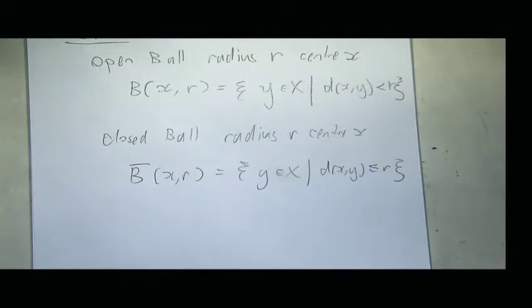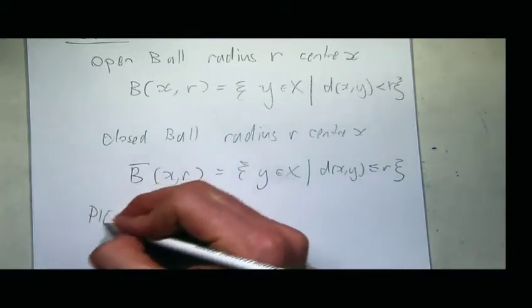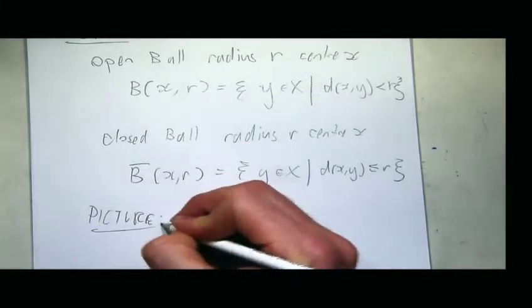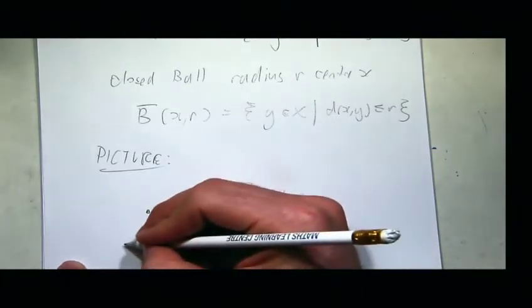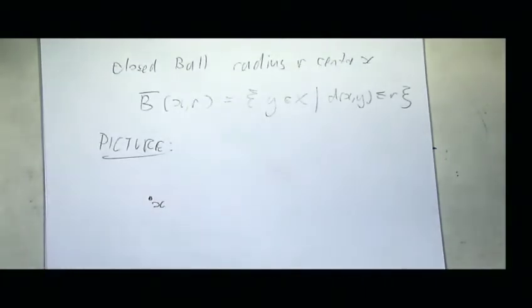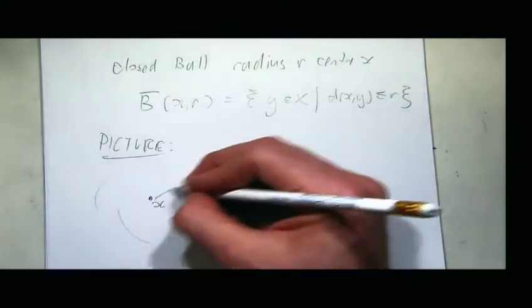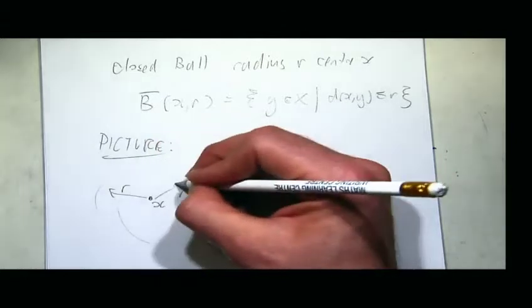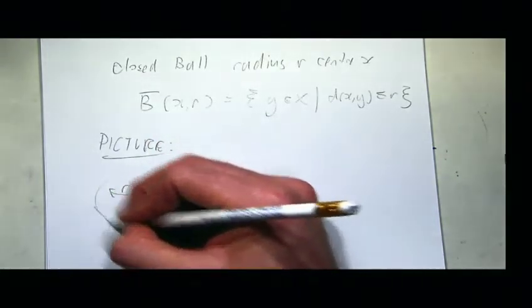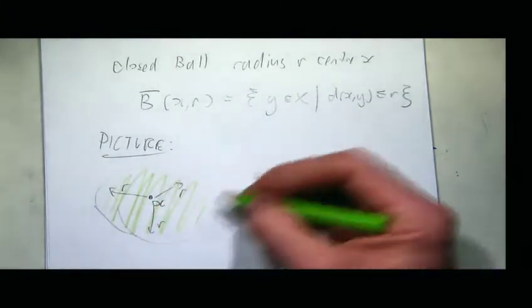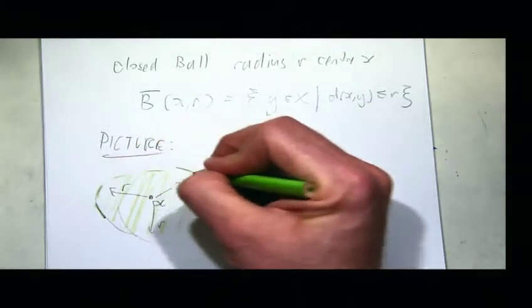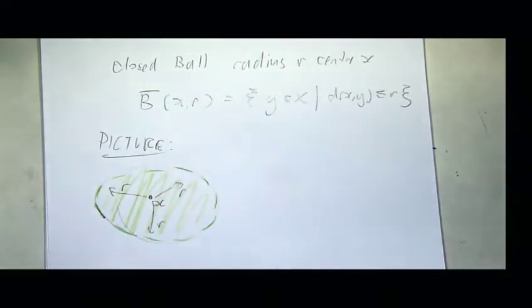Okay? So, in terms of pictures, you've got a point X, which is the center, and the way to tell if a point is in the ball is if it's closer than a certain distance. So that's my distance R. And my open ball is all of that. But the open ball doesn't have the edge. And the closed ball does.